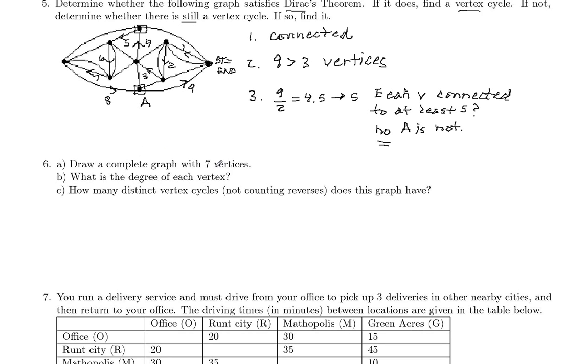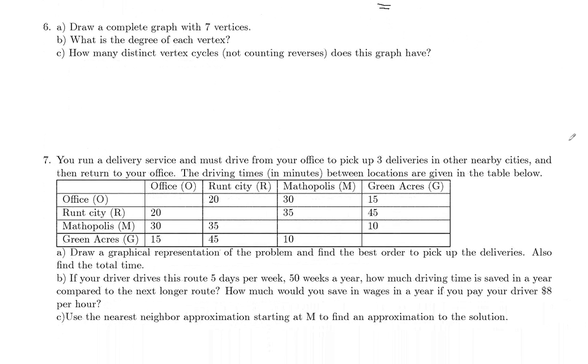Draw a complete graph with 7 vertices. Okay, so let's bring this down, take a little bit better look at this. So complete graph means every possible edge. So just take 7 dots and put them around in a circle. 1, 2, 3, 4, 5, 6, and 7. And then you want to have every possible connection. So if you start with this top one, you want to connect it to all the other ones. So you can do 1, 2, 3, 4, 5, 6, and then just move around.